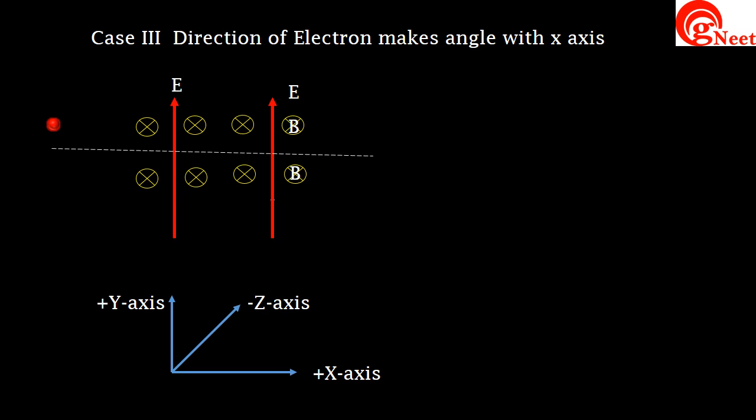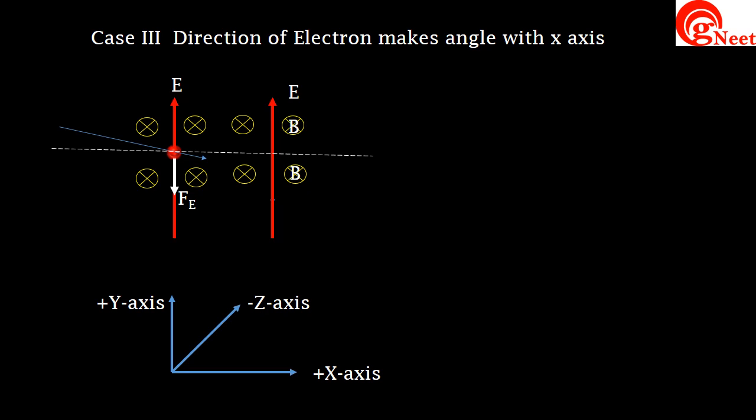In case 3, the electric field is along the positive y-axis and the magnetic field is along the negative z-axis. The electron enters the region making an angle theta with the negative x-axis. The electric force on the electron will be opposite to the direction of the electric field, that is along the negative y-axis, shown by the vertically downward white arrow labeled Fe.